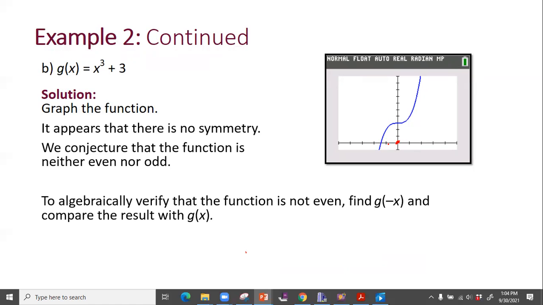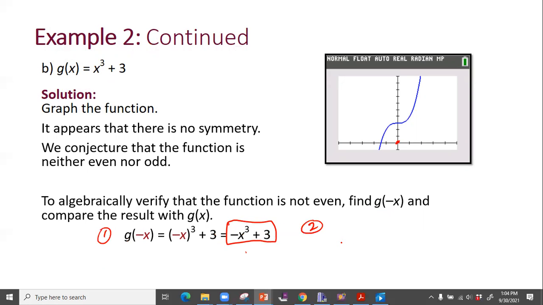To algebraically verify, it's a little more steps. You have to do two things, not just one. You have to find your substituted negative x, and then also multiply the entire thing by negative. So it's going to be two separate parts. When I substitute in negative x, this is what I get: negative x cubed plus 3. That's part 1 of verification.